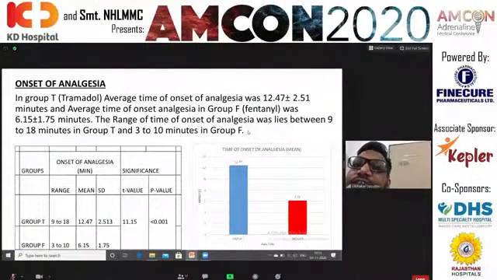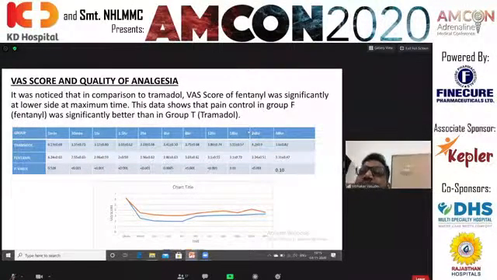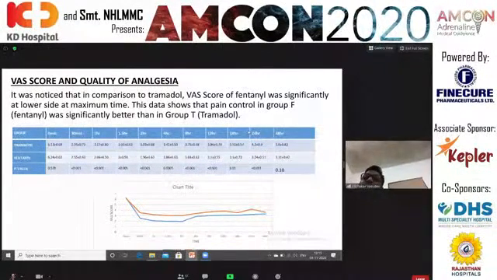So onset of analgesia in group T, the range is between 9 to 18 minutes and mean time was 12.47 minutes. And group F was 3 to 10 minutes and the mean was 6.15 minutes. Next. Quality of analgesia was checked by VAS score. In this graph, we can see that VAS of fentanyl was significantly lower throughout the study. This graph represents the quality of analgesia and it was better in group fentanyl.